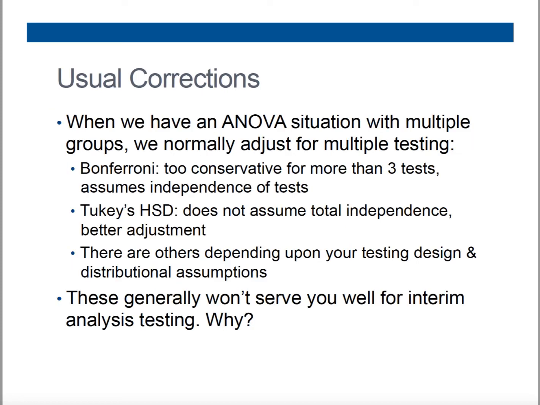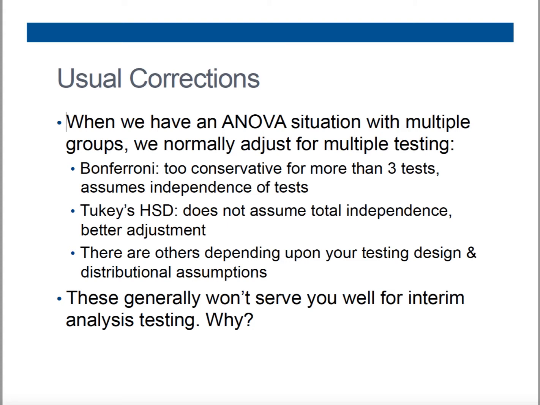So the usual corrections we consider, say when we have an ANOVA and we found that there's a difference between our 4 categories or 4 treatments, we would normally adjust for multiple testing by using a multiple testing adjustment, like a Bonferroni, which, by the way, is too conservative for any more than 3 tests, because Bonferroni assumes that the tests are independent. But your null hypothesis is assuming that they all come from a similar distribution or the same distribution. So the assumption on Bonferroni is too restrictive. Tukey's HSD does not assume total independence. It is a better adjustment for multiple testing.